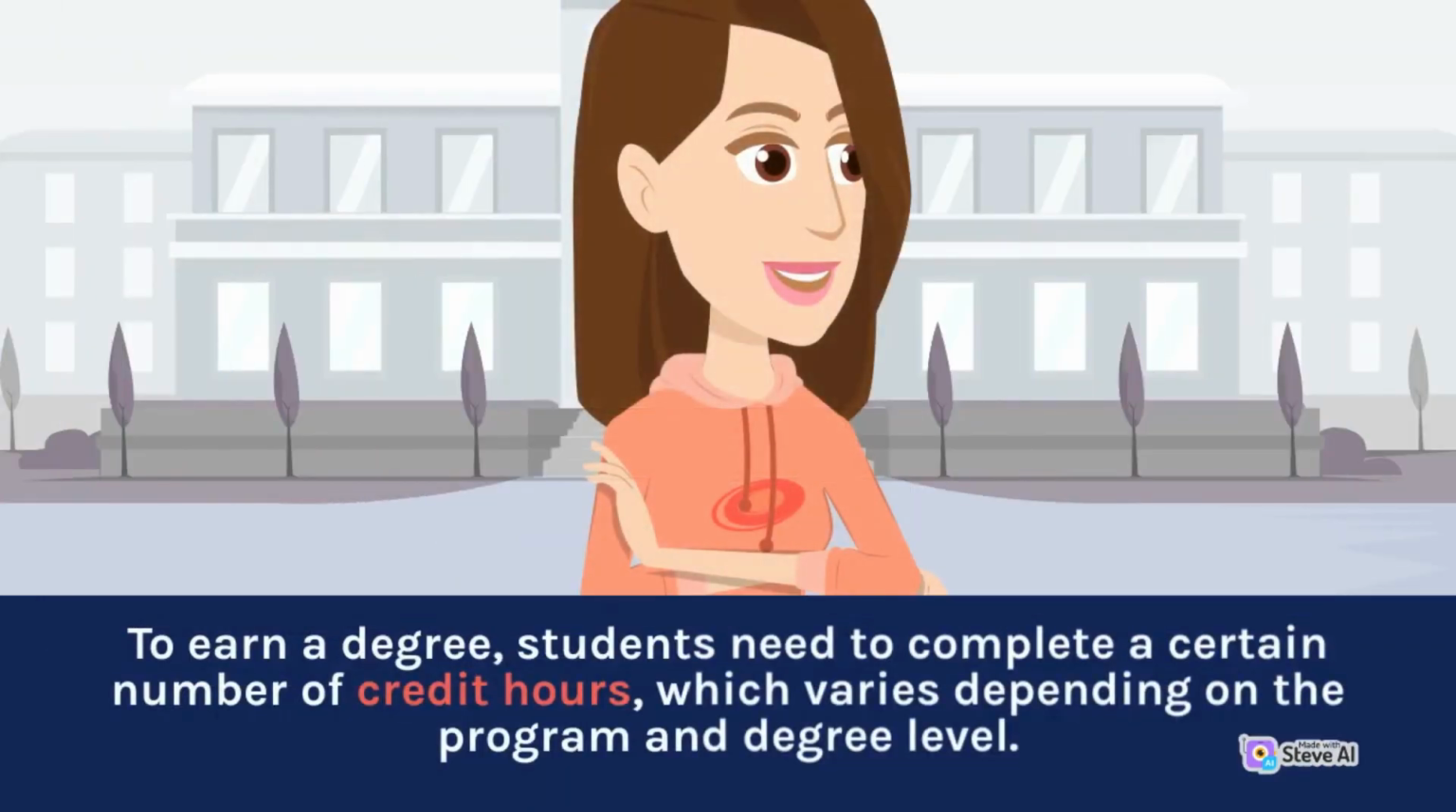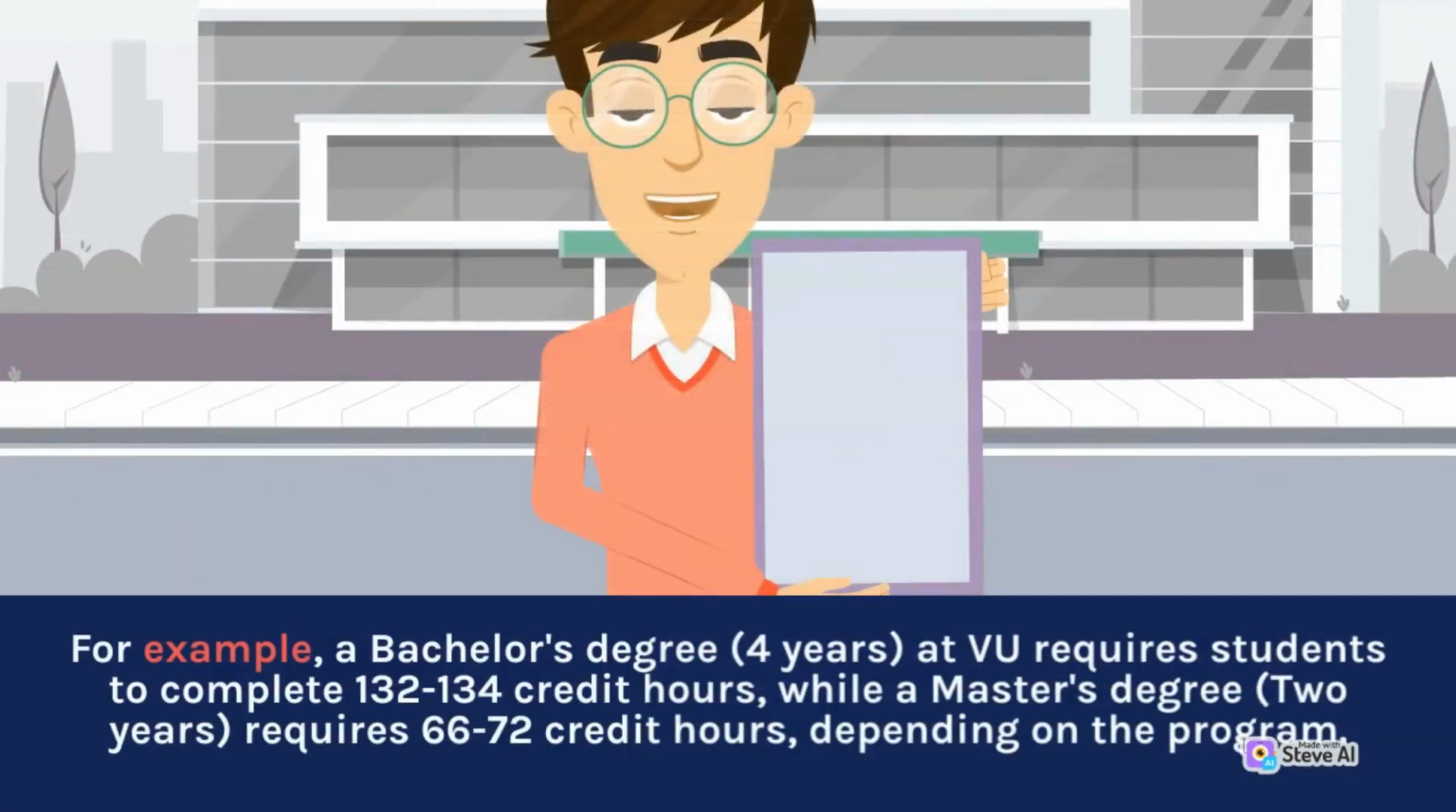To earn a degree, students need to complete a certain number of credit hours, which varies depending on the program and degree level. For example, a bachelor's degree, 4 years, at VU requires students to complete 132 to 134 credit hours, while a master's degree, 2 years, requires 66 to 72 credit hours, depending on the program.